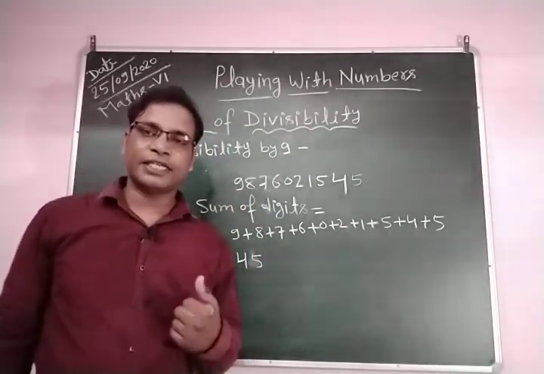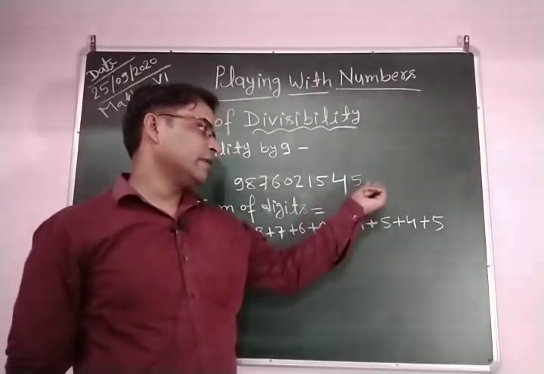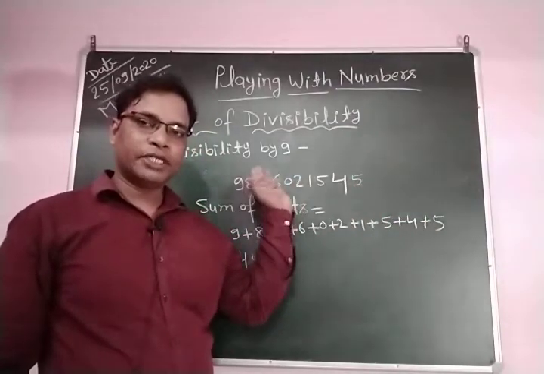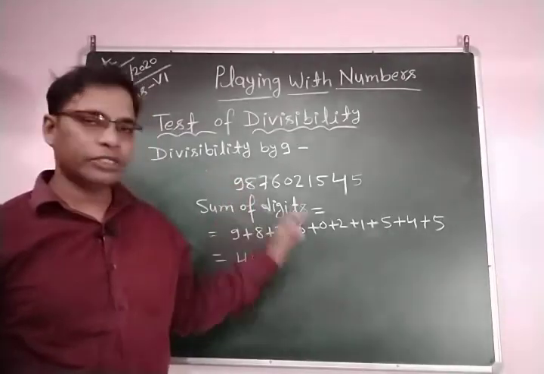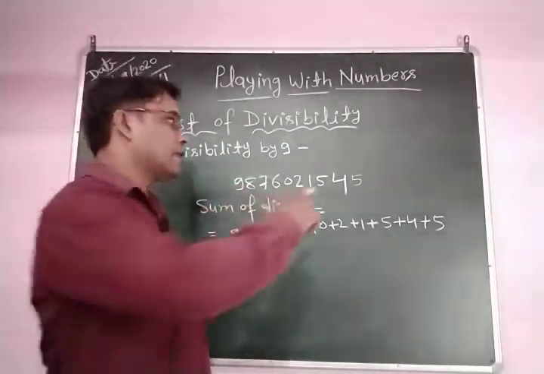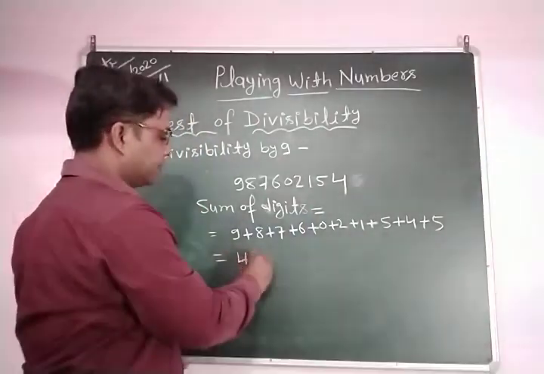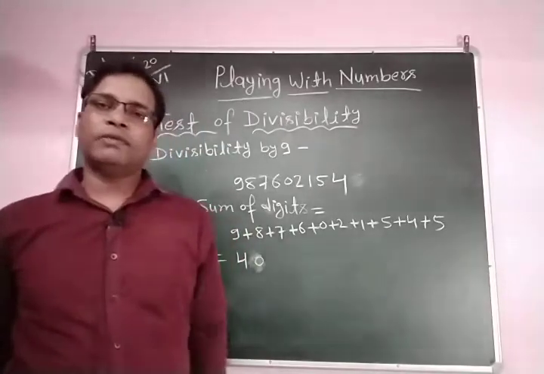If you write an extra 5 on the right-hand side of this number, then the sum of the digits of this number is 45, and this number is divisible by 9. If you erase this and it becomes only 40, then this number is not divisible by 9. So students, I hope all of you understood the divisibility test of 9.